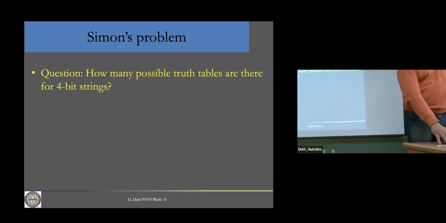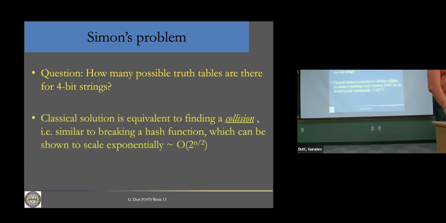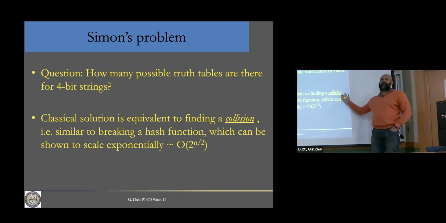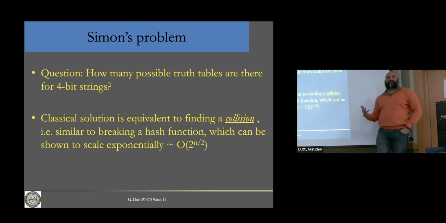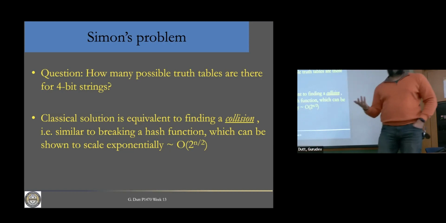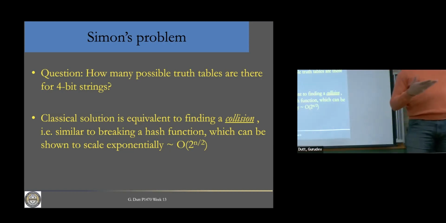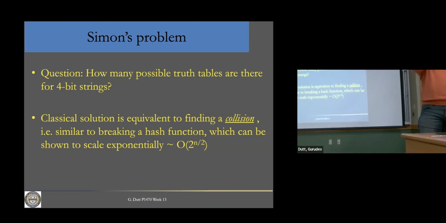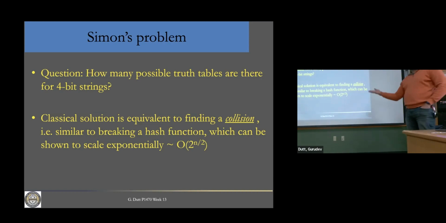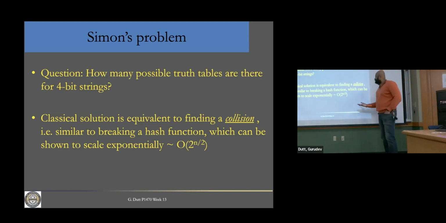So you can see there are a lot of possible truth tables. And in fact, the classical algorithm for this is equivalent to what's called finding a collision. That is finding two numbers x and y such that f of x equals f of y. This is called a collision. For those of you who know a little computer science, there's something called hash functions that take inputs and map them to some lesser number of outputs. And so this is similar to breaking a hash function.